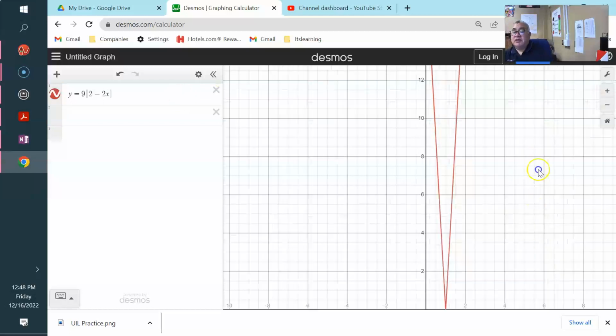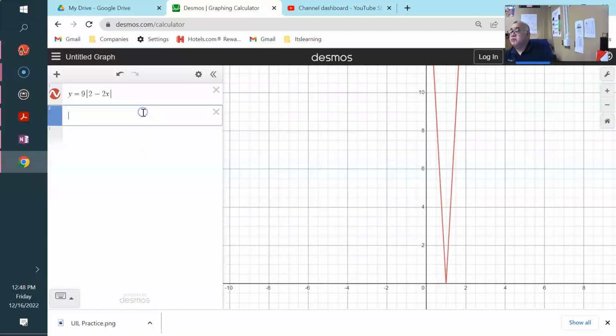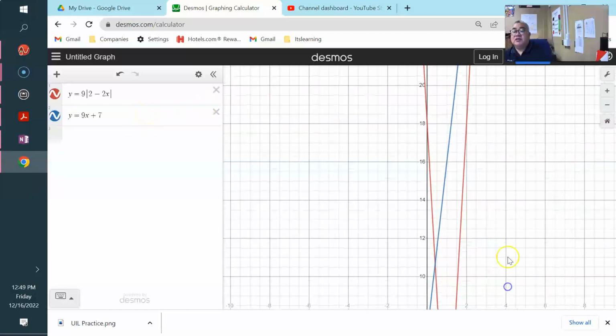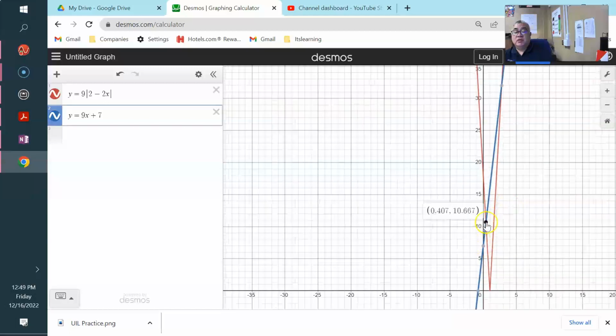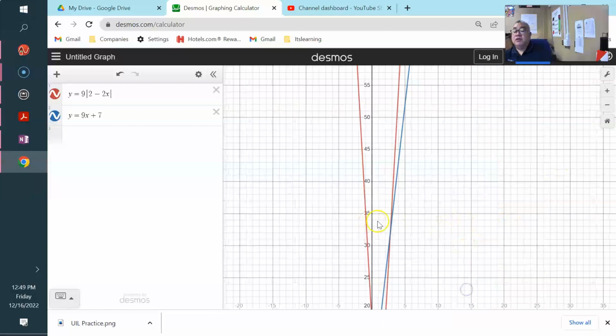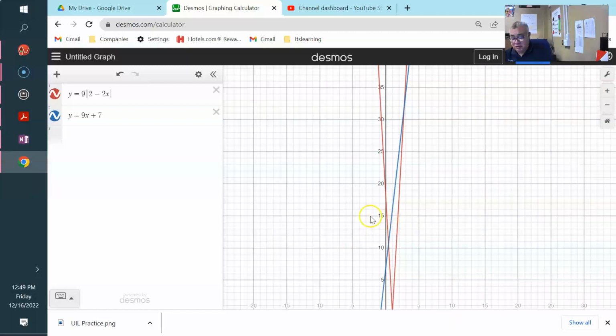And what I like about Desmos is you can move it around if you want to. And then the next equation is y equals 9x plus 7. And you notice that it does intersect. I think it intersects at 2 places. One of them is at 0.407, and the other one is at 2.778. So what you would do is you would just have to divide the answers here. So I'm assuming that's 16 over 21.